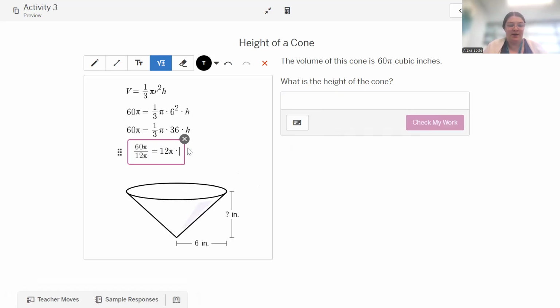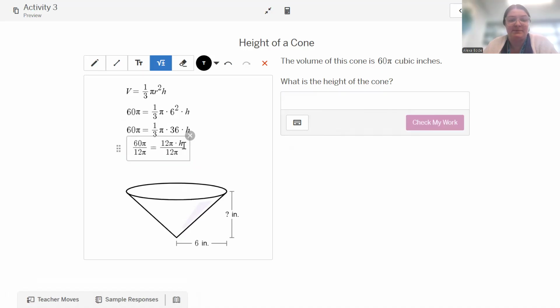Go back, go back, go back. Divide 12 pi times h. There we go. This is a lot more difficult to do when I'm doing it on the computer and you guys are doing it on paper. So the top part here, that 60 pi equals 12 pi h, is me simplifying the top, and then I'm dividing 12 pi from both sides to get the h by itself.